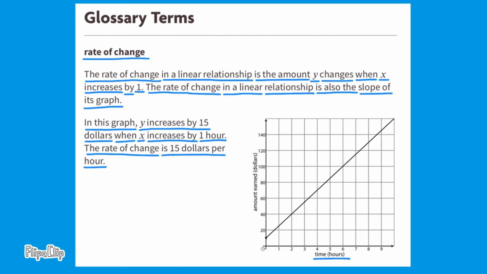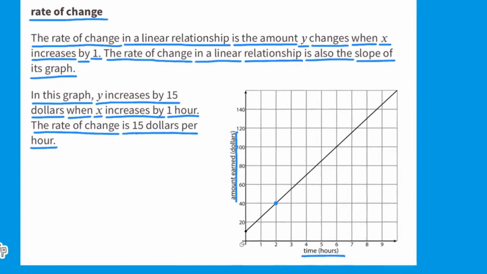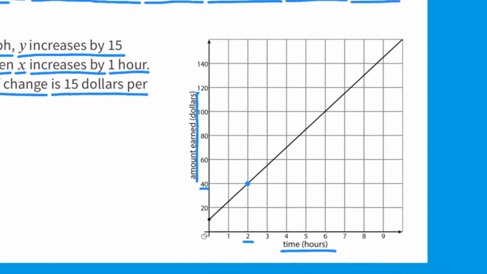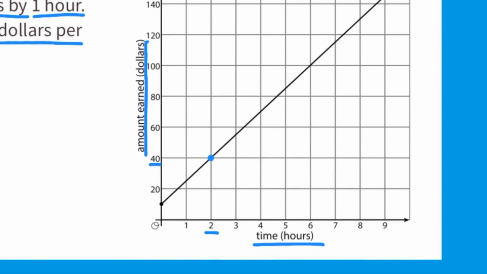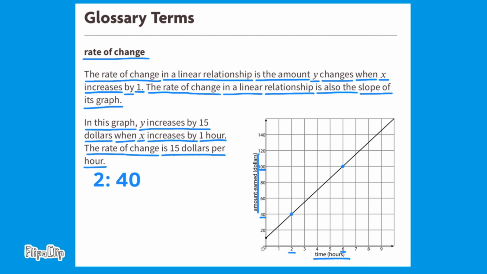Time in hours is the horizontal axis or the x-axis, and the amount earned in dollars is the vertical axis or the y-axis. Let's take a closer look to see how this line represents the rate of change. I'll put a point at the coordinates 2 and 40, 2 units to the right of the origin along the x-axis and 40 vertically on the y-axis. I'll place the second point at coordinates 6 and 100. The first point represents 2 hours and $40, and the second point represents 6 hours and $100.